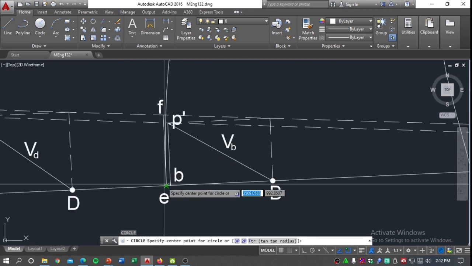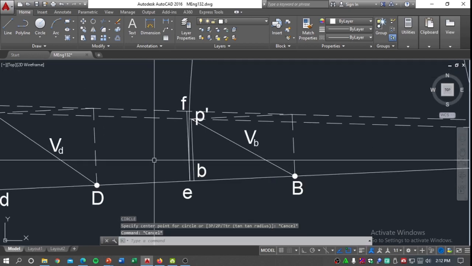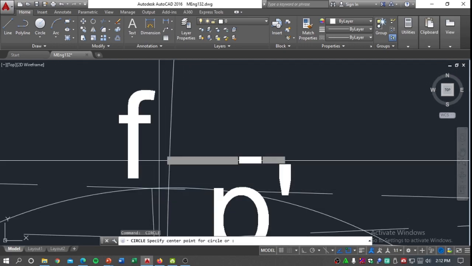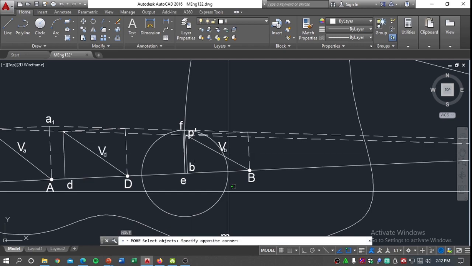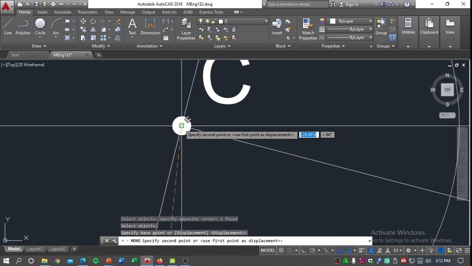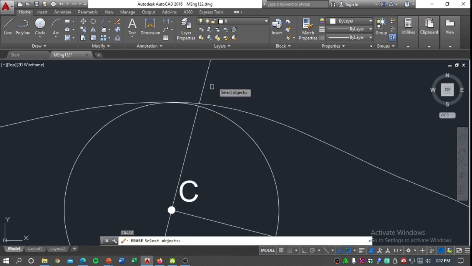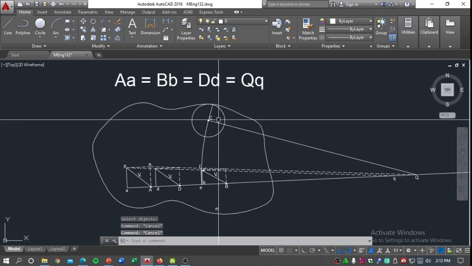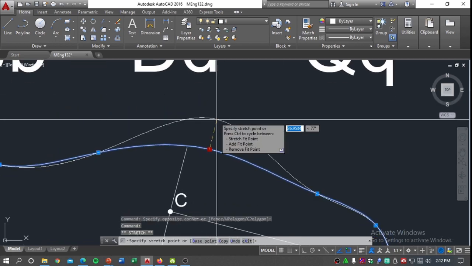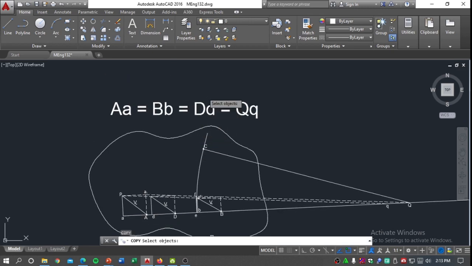Okay, so we will have to draw a circle here with the radius equal to EF. Okay, we're going to move that here to here. So this length is now equal to length EF. Okay, I have to expand this.